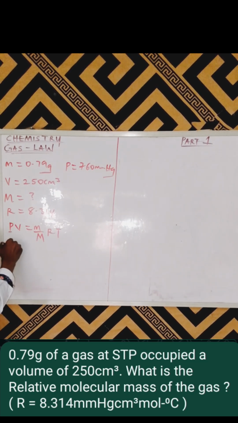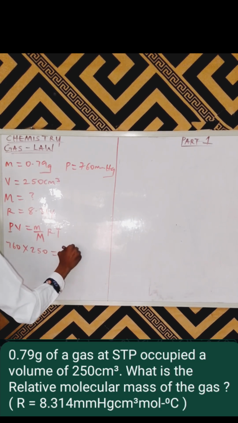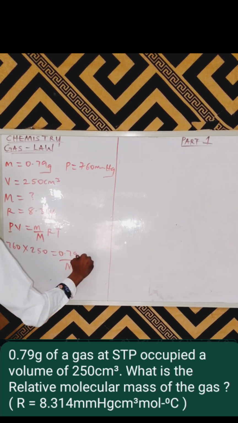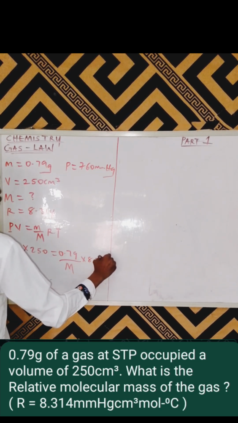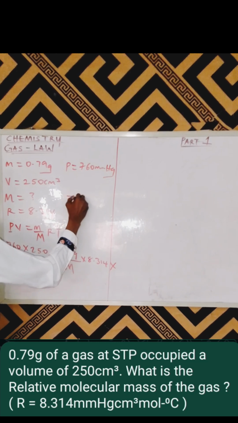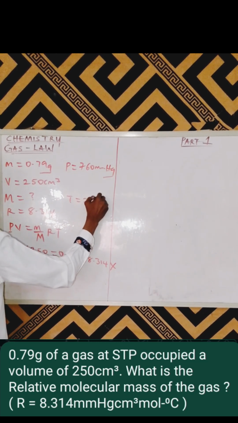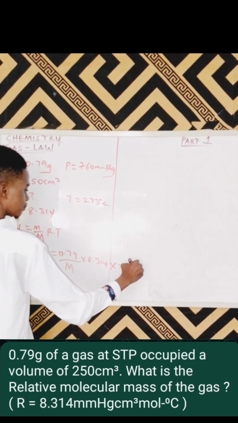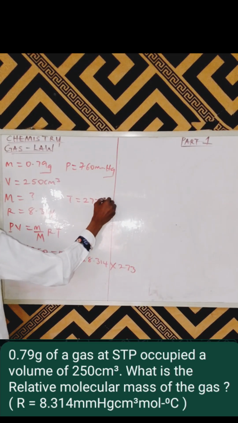So now I'm going to have 760 times V, which is 250, is equal to mass, 0.79, over this M that I'm looking for, times R, 8.314, times T. At STP, T is given to us as 273 degrees Kelvin. Use whichever one you want.